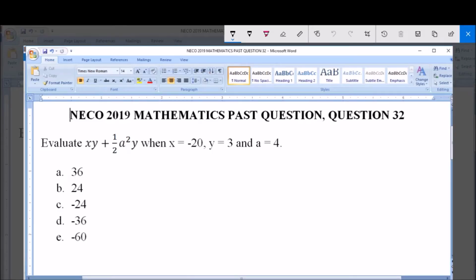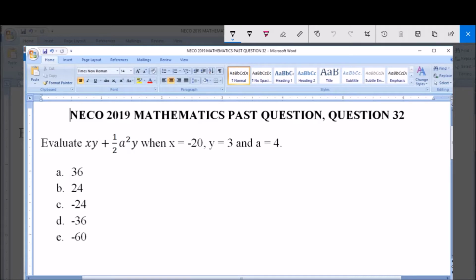Today we're going to be solving NECO 2019 Mathematics Past Question, question 32. Evaluate (xy + 1)/2 × a² × y when x is equal to -20, y is equal to 3 and a is equal to 4. A: 36, B: 24, C: -24, D: -36 and E: -60.